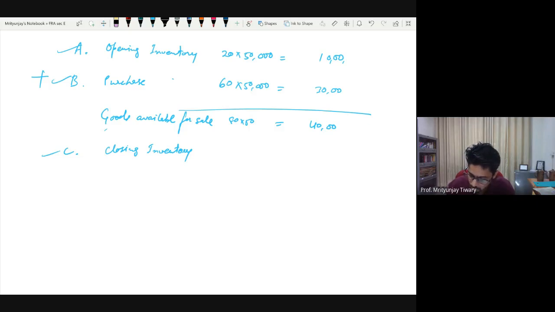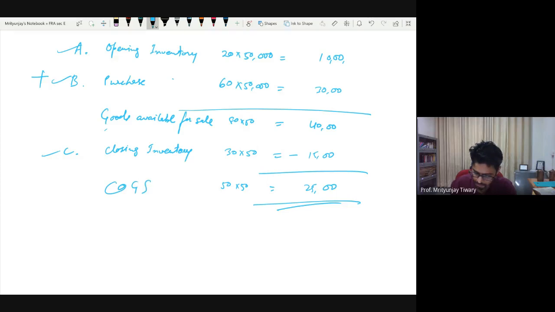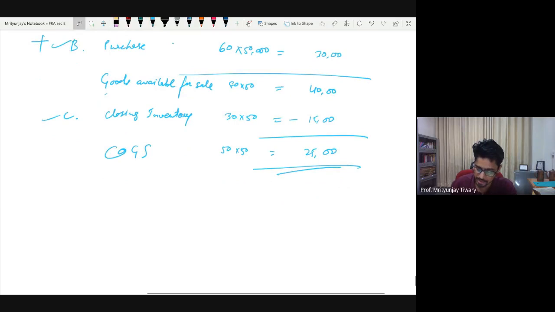Let's say you went to your godown and found out that 30 chairs are still lying there. So if you subtract 30 chairs, that is 15 lakh rupees, from this, then the resulting figure is nothing but your cost of goods sold. That is, in this period, you have sold 50 chairs at 50,000 each. That is 25 lakhs. So your cost of goods sold is 25 lakhs.